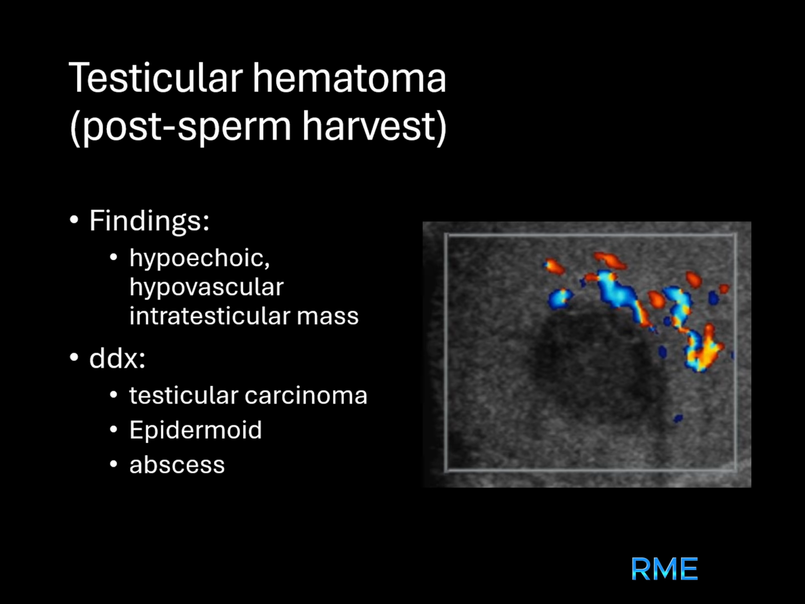Differential diagnoses include testicular carcinoma, epidermoid cyst, and abscess. To further evaluate, a follow-up ultrasound can help monitor the resolution of the hematoma. Management typically involves observation and supportive care, as most hematomas resolve spontaneously. Let's move to the next case.